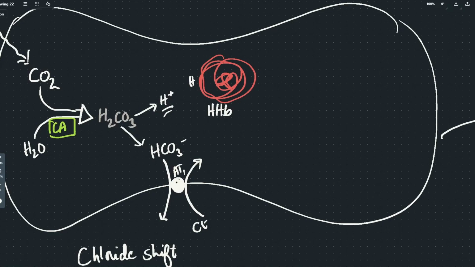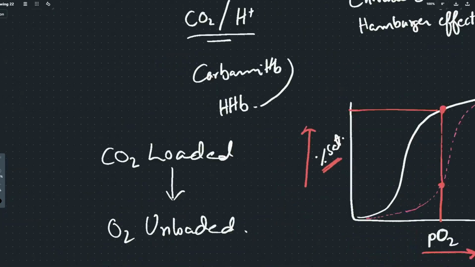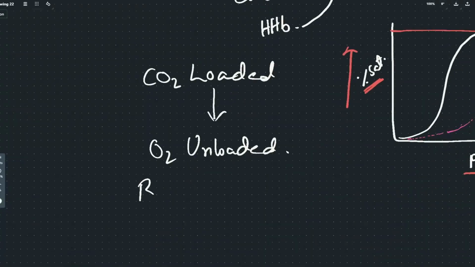So when CO2 binds with hemoglobin in the form of carbaminohemoglobin or HHB, the protonated form of hemoglobin, oxygen will jump out of hemoglobin. It will become easier to unload oxygen from the hemoglobin. And this effect is called Bohr's effect. This is called Bohr's effect.